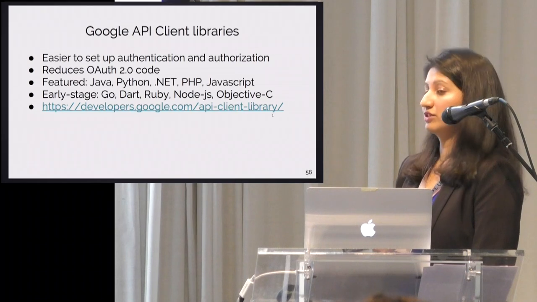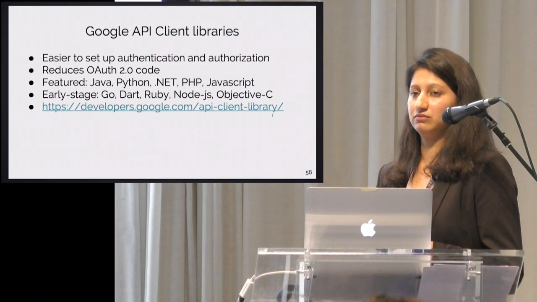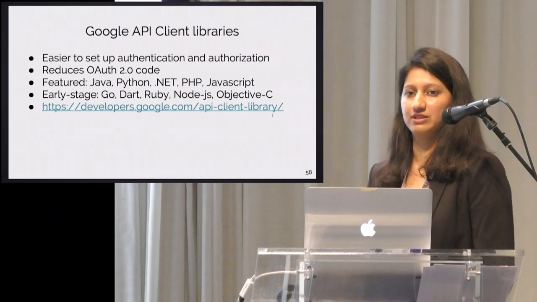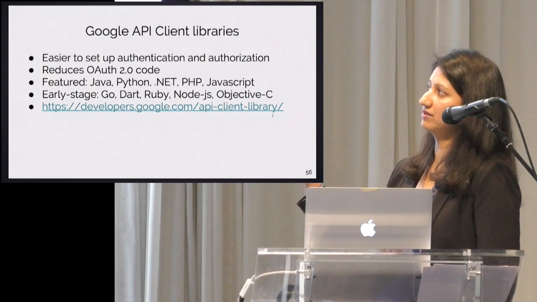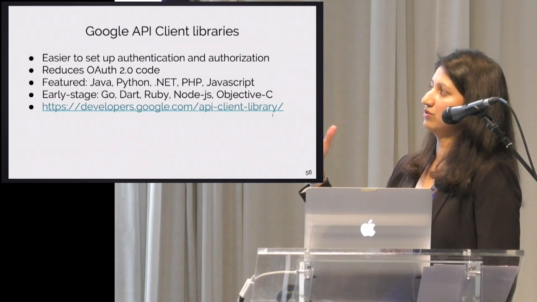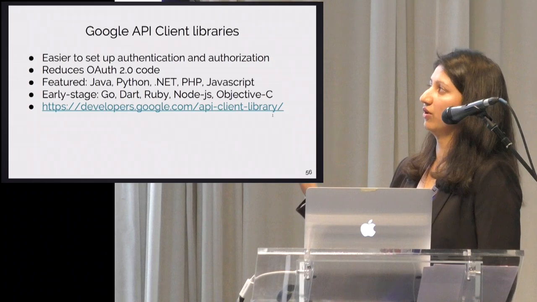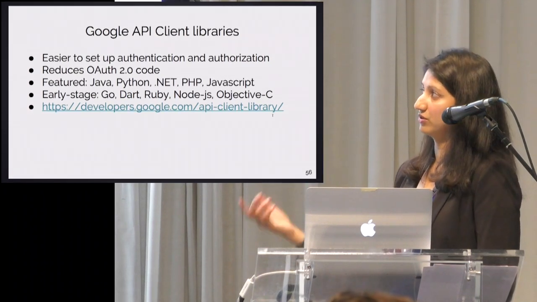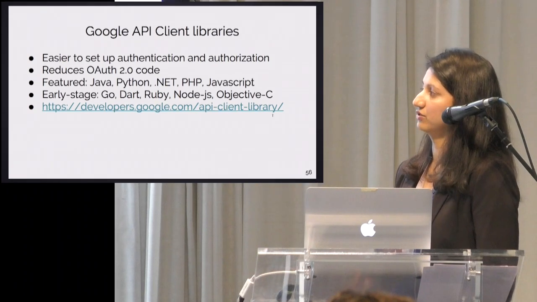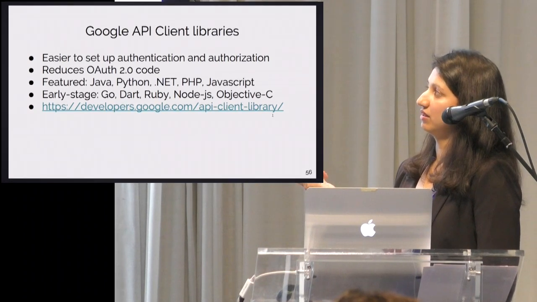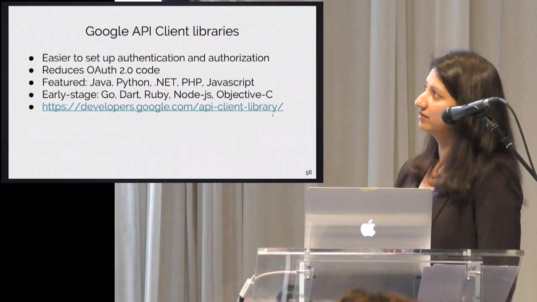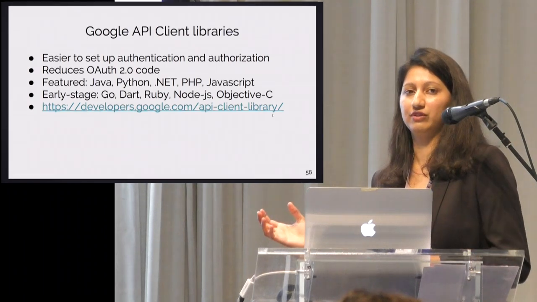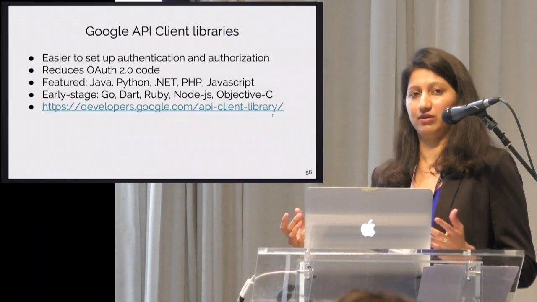So to set up your Google Play Developer API, you don't have to write everything from scratch. Google provides you a bunch of libraries in different languages. So based on what your server is written on, you can choose any of Java, Python, .NET, PHP, or JavaScript. And there's also some beta ones in Go and Dart and so on. So you can learn more about these API client libraries at this link. The point of using this library is so that you don't have to write all of the OAuth code yourself. It just makes it a lot easier for you.